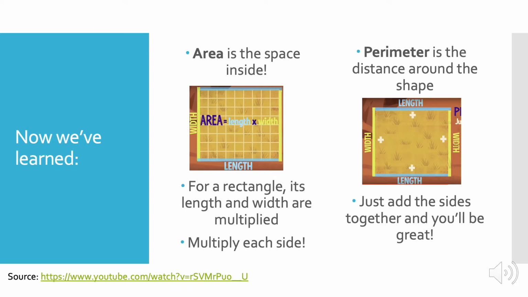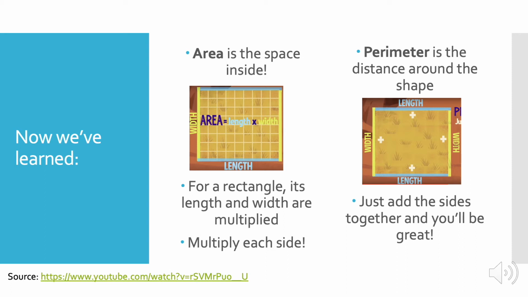Seriously. Okay, so now we've learned that area is the space inside of a rectangle or inside of a shape. It's all of those squares that you see right there. If you counted all of those squares up, that would be its area. To find the area of a rectangle, we can take its length, that's kind of the blue edge, and we can take its width, that's the yellow edge, and multiply them. If we take the number of squares on that side and the number of squares on the width and multiply them, we get the area.